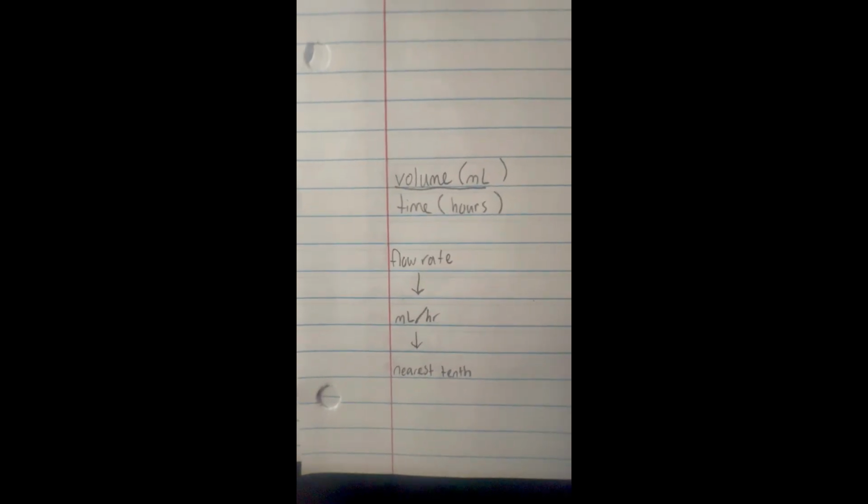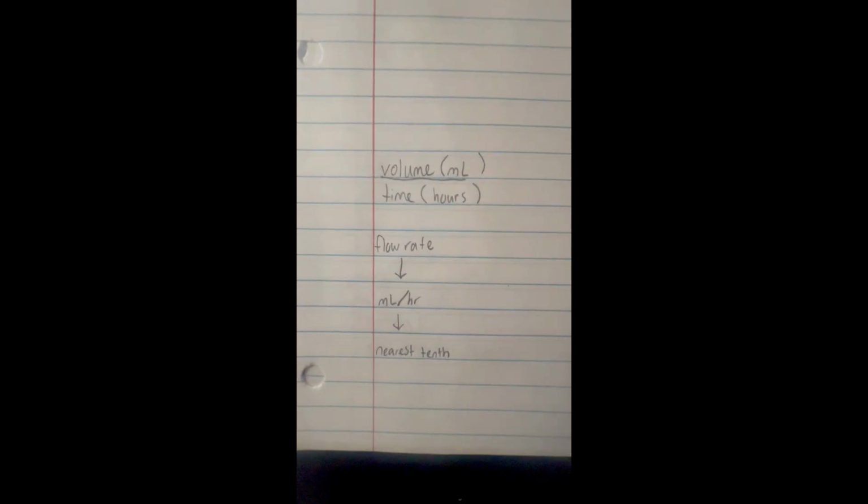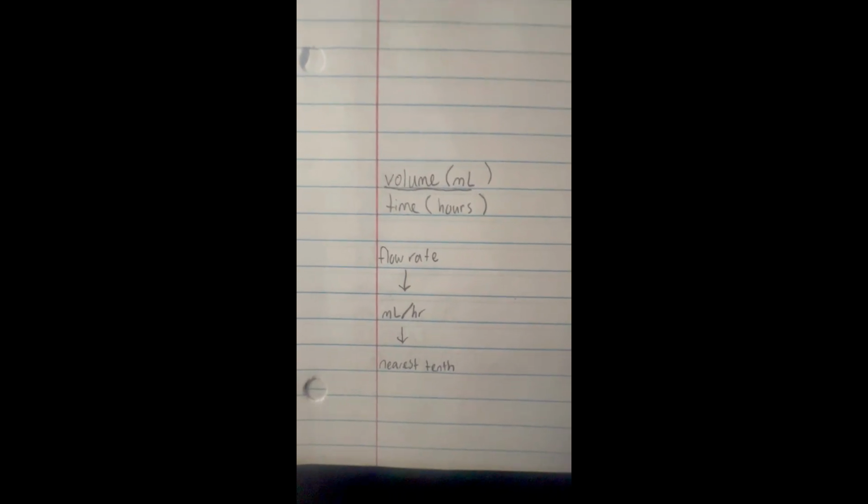All right, so now we're getting into flow rate and drops per minute dosage calculations. Let's focus on the flow rate first. The formula for flow rate is the volume, which is typically in milliliters, that's all I've ever seen a problem measured in, divided by the time in hours. Whenever you hear the phrase flow rate, just think of milliliters per hour. And the answers to these questions are rounded to the nearest tenth.